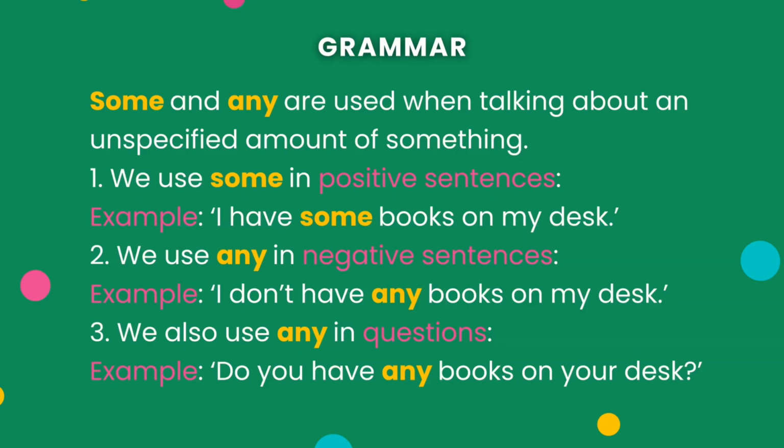Some and any are used when talking about an unspecified amount of something. 1. We use some in positive sentences. Example, I have some books on my desk. 2. We use any in negative sentences. Example, I don't have any books on my desk. 3. We also use any in questions. Example, do you have any books on your desk?